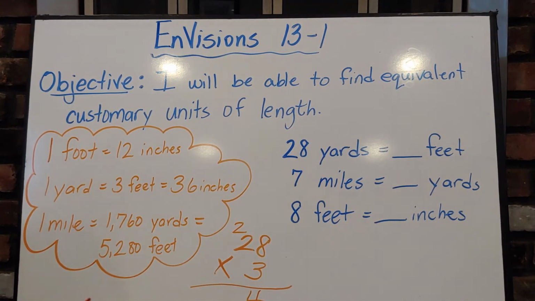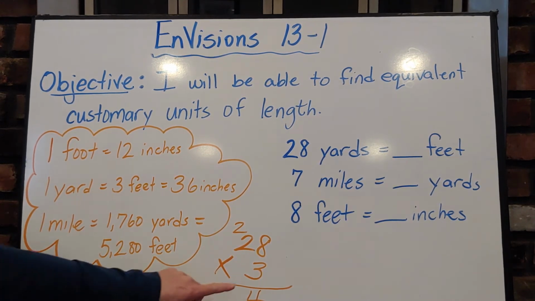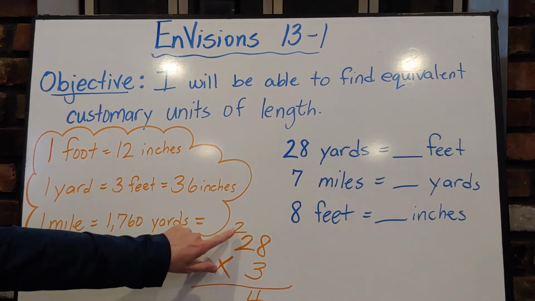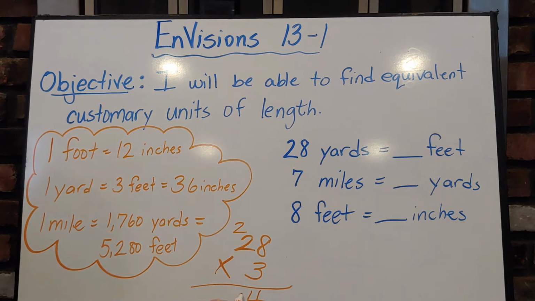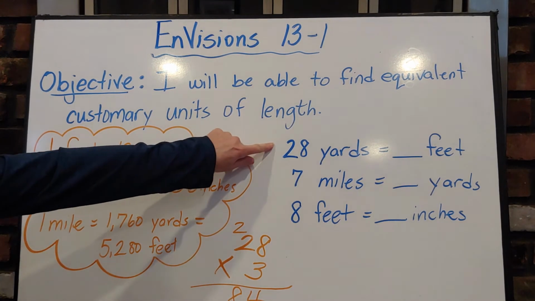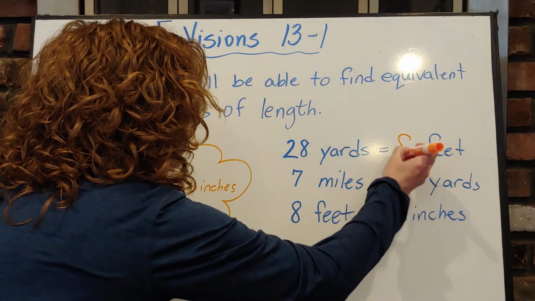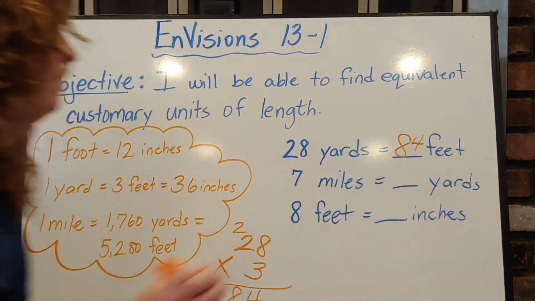Now, obviously, this is not the ideal situation of how we're learning, so I'm trying to make it as interactive as possible. I do ask questions and pause, so it would be so great if you could answer my questions. All right. Then we have 3 times 2 equals 6 plus 2 equals 8. So 28 yards equals 84 feet.